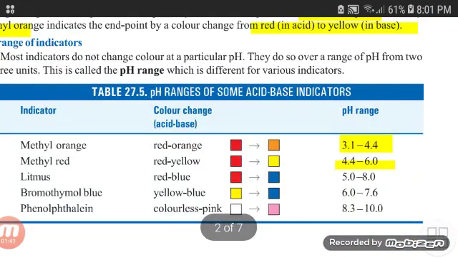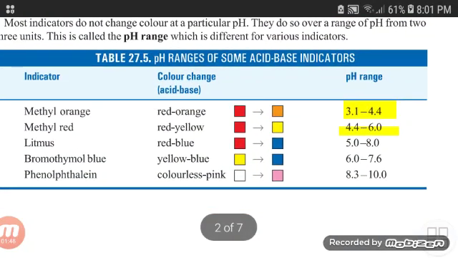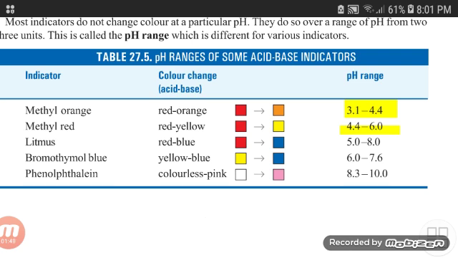Here are a few examples of acid base indicators like methyl orange, methyl red, litmus, bromothymol blue and phenolphthalein. Here is their color change, meaning what is their color in acidic media and what is their color in basic media. After that there is the pH range. Have a look at phenolphthalein. It is colorless in acidic solution and pink in base solution. Its pH range is from 8.3 to 10.